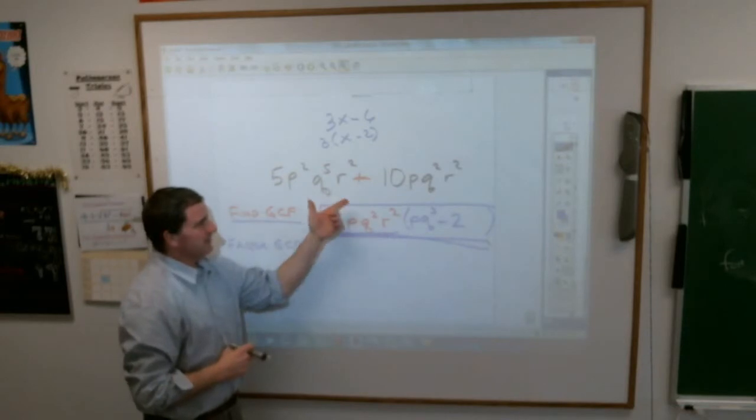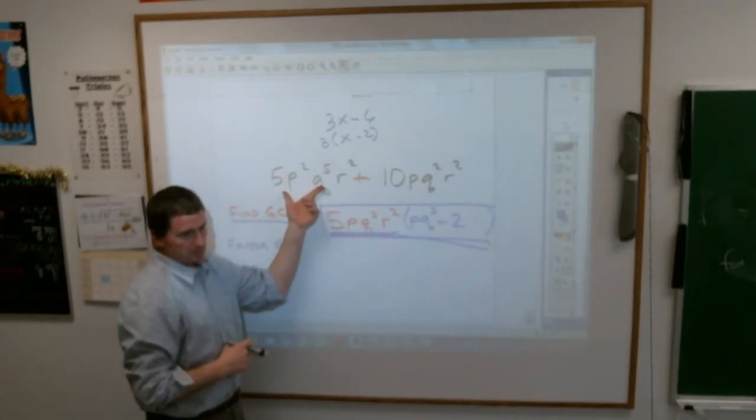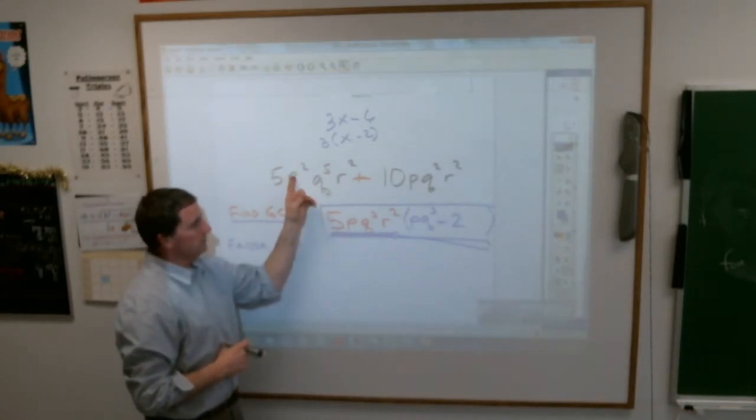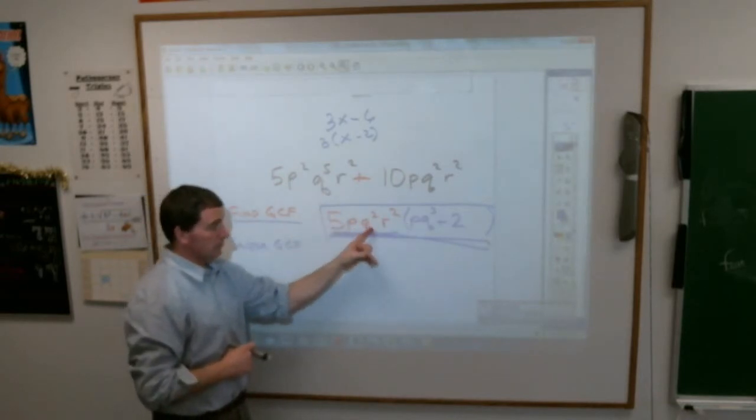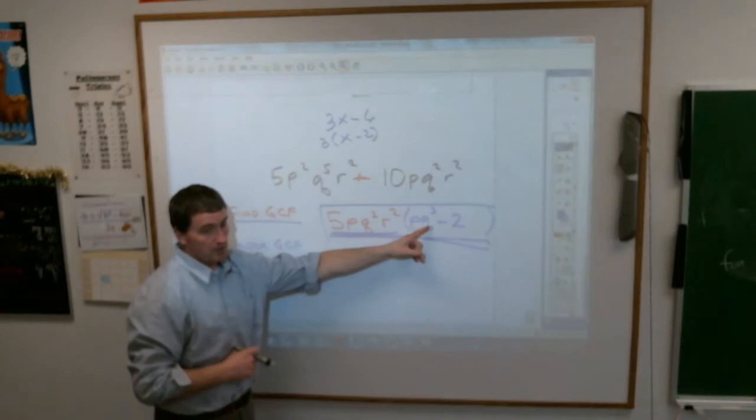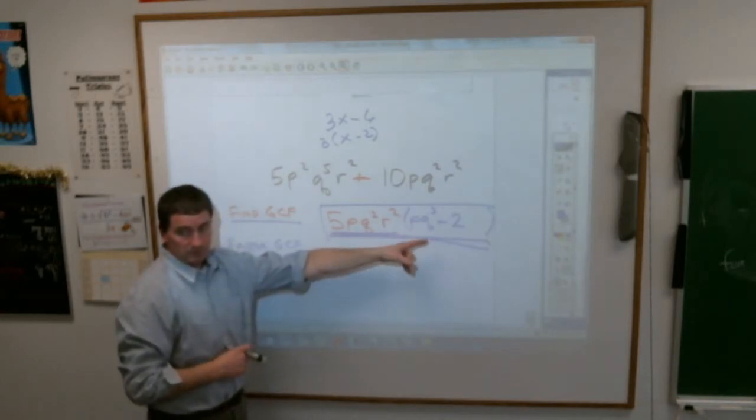I am taking this out of this. See, I have 2p squared, so I took 1p out, I'm left with a p. I had q to the 5th, took 2 of them out, so I have q to the 3rd. Same thing over there.